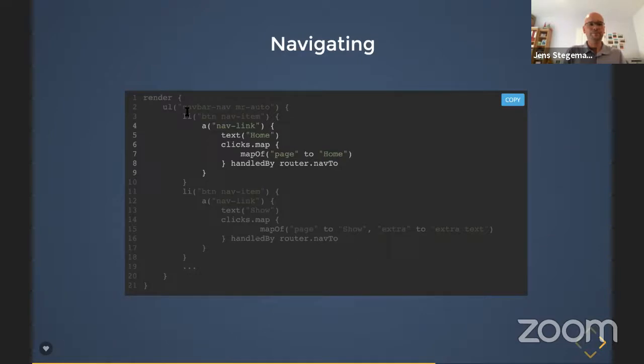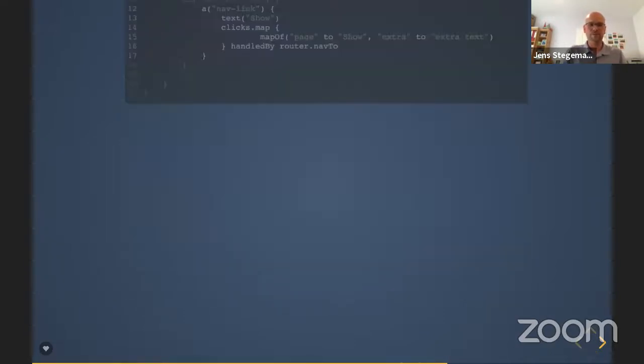And navigating is as easy. You can just create a navbar, for example, and in this example you have your clicks on your anchors, and here you define the parameter list you want to use for the navigation. You set the page parameter to home and just give it to the nav2 handler of the router, and so this will navigate you to hash page is equals to home. So just see it, and the same is for the show, for example.